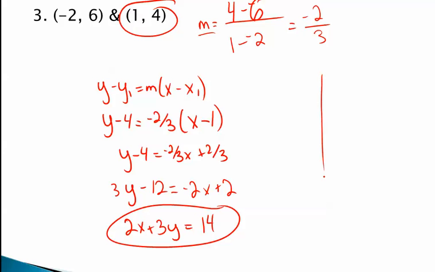Now, given 2 points, I don't really need the slope to draw the line. So negative 2, positive 6, and 1, 4. I put those down and then connect, and there is my line.